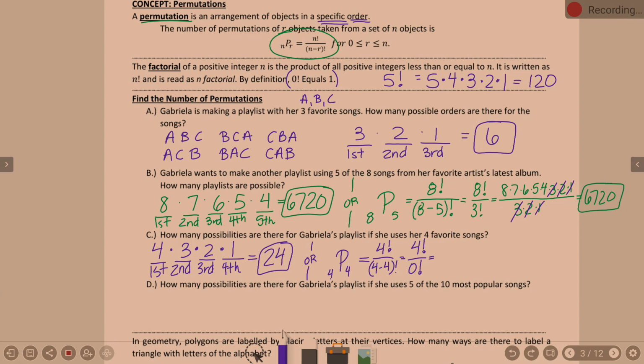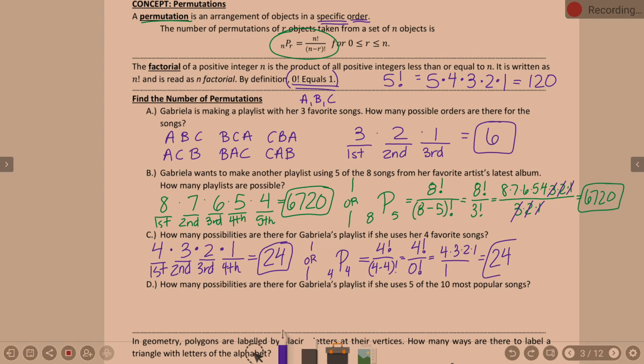Okay, there was a definition earlier, and your calculator will agree with this. What is 0 factorial? By definition, it equals 1. It's not 0 times anything because that just doesn't make anything possible. So it's just 1. On top, 4 factorial is 4 times 3 times 2 times 1.